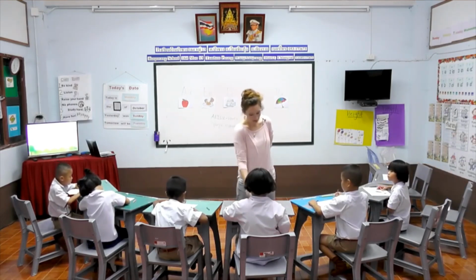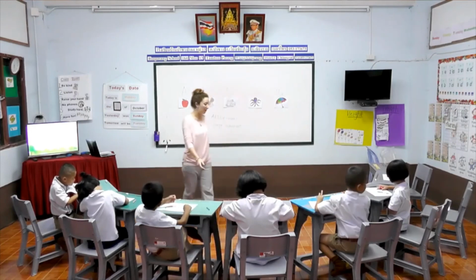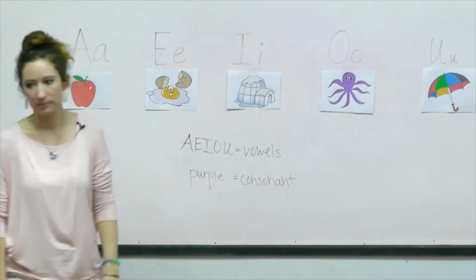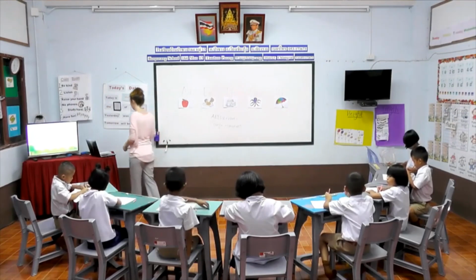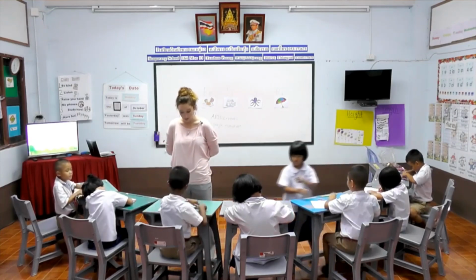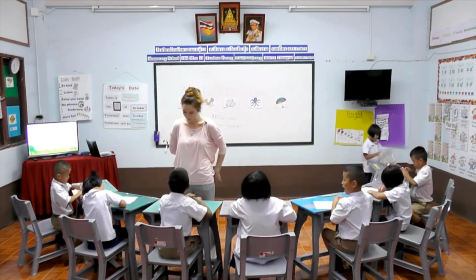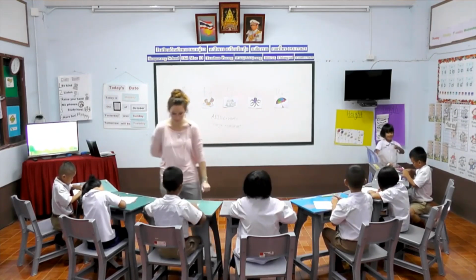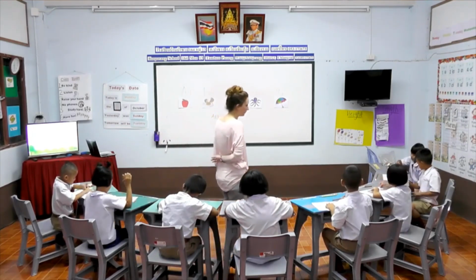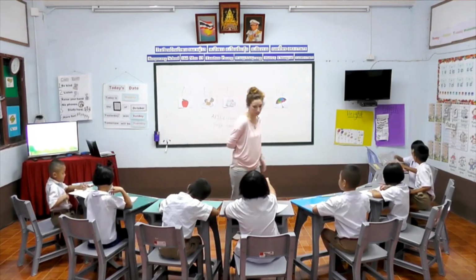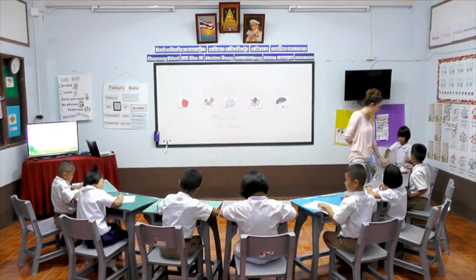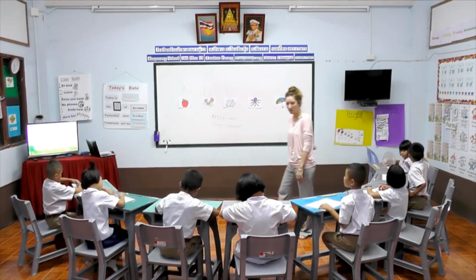Consonant, purple, vowel, pink. Very good. Look here if you forget. A, E, I, O, U, pink. Everything else, purple. O, yeah, O is a vowel. Very good. It's gonna be pink. Oh, V, yeah, V is a consonant. Very good. A, E, I, O, U. I know them all by name.